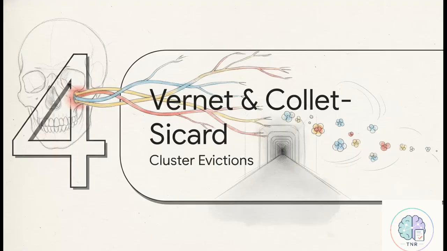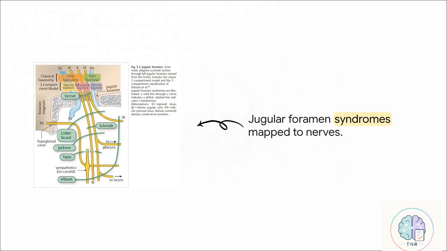All right, Section 4, Wernicke and Collet-Sicard syndromes. We are now looking at what happens during specific cluster evictions in our anatomical hallway. And this brilliantly illustrates exactly how these clusters form. Take a moment to really absorb this stylized, watercolor-themed map of the neural pathways before we break them down textually. You can trace how a single lesion at the skull base intersects multiple pathways all at once.